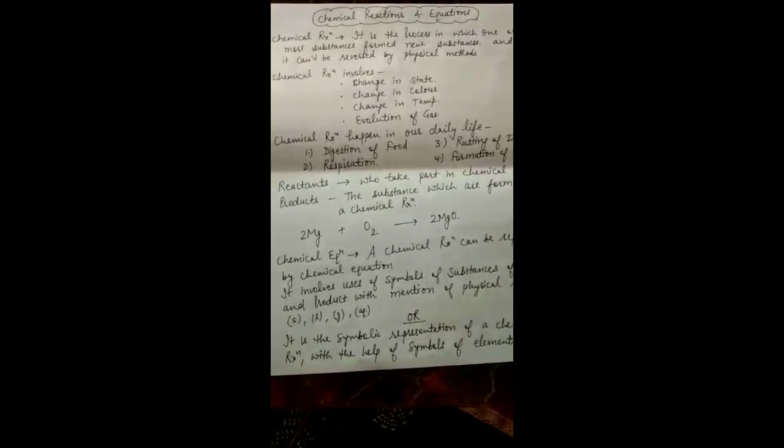First of all, I will discuss class 10th chemistry chapter 1, chemical reactions and equations. First of all, how will you define a chemical reaction? A chemical reaction is a process where the reactants get converted into products with the help of a catalyst.